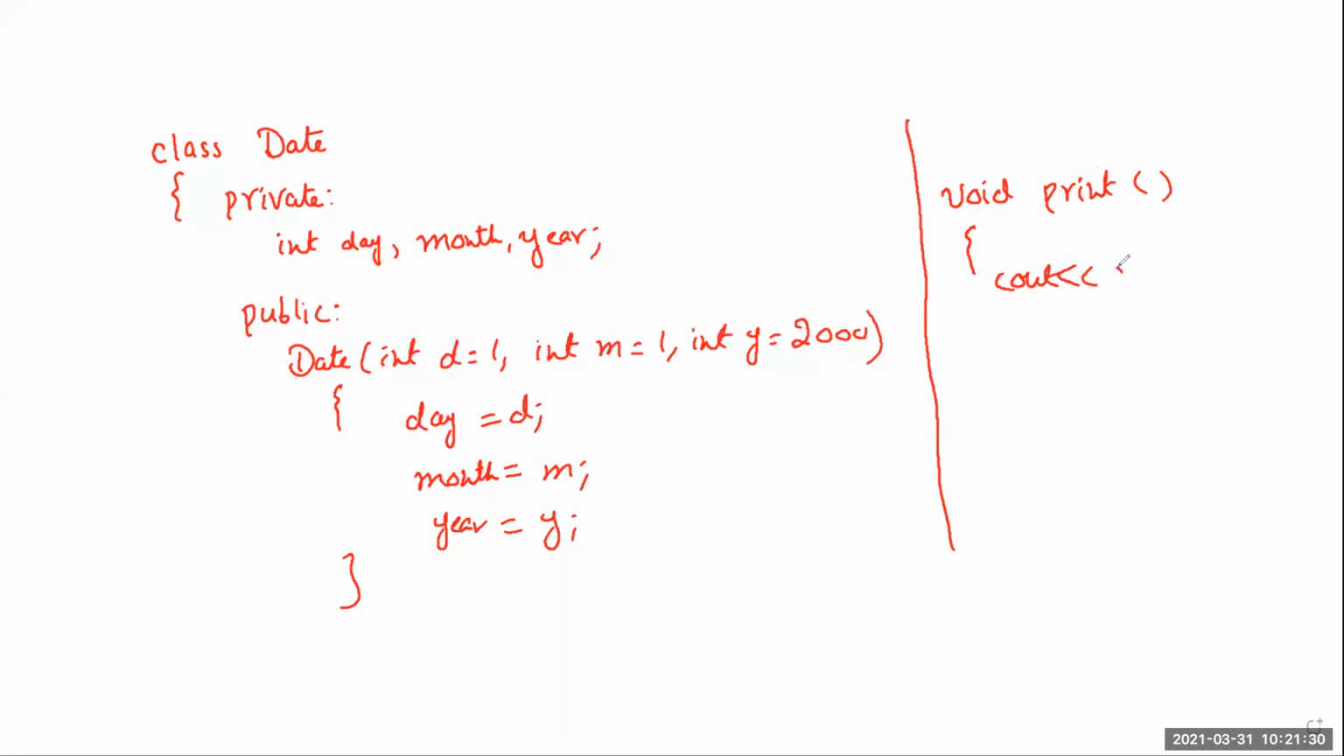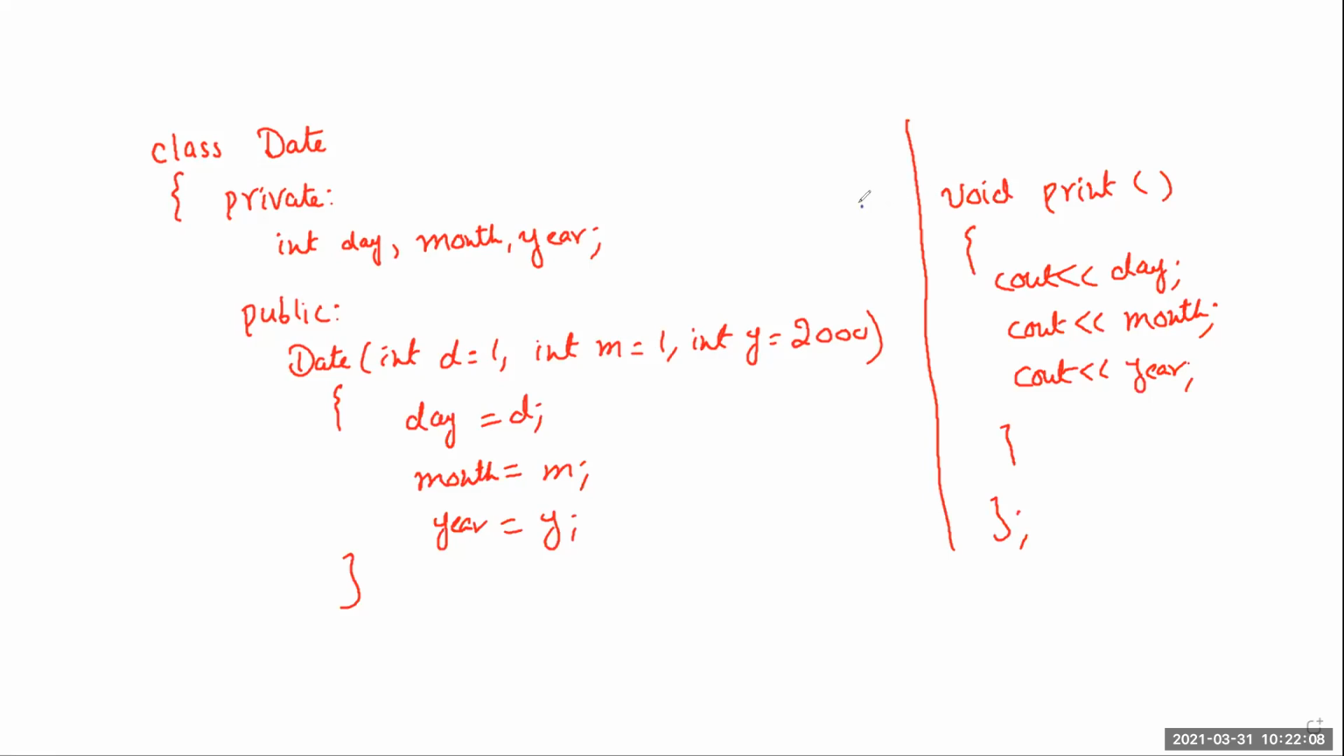In it we simply display these data members. I'll quickly write it to save time: cout day, month, year. Let me correct it. So you display the day, month, and year. Let me just complete this class. Similarly, you will have other functions like the set function, or any other function you want to do with a date object.